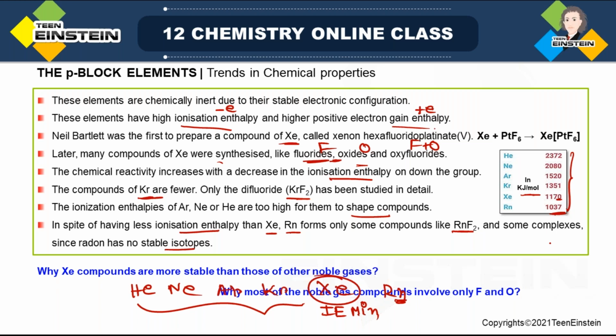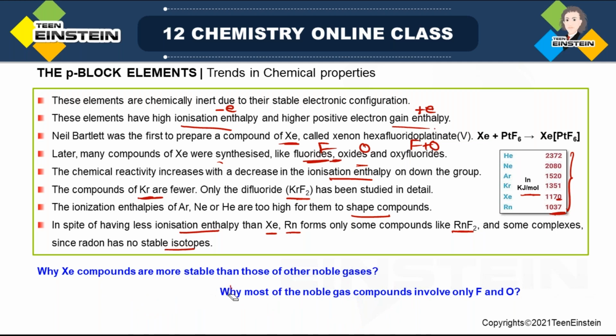Another question we have. This is also a question I have already answered. Most of the noble gas compounds form with fluorine and oxygen, and the reason is their high electronegativity.